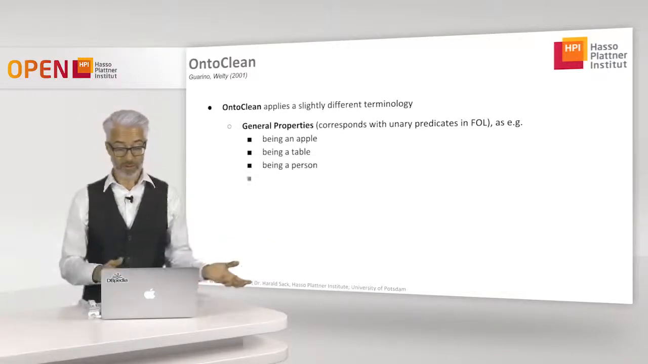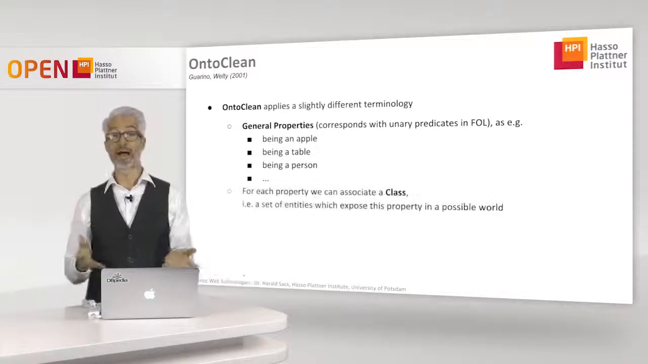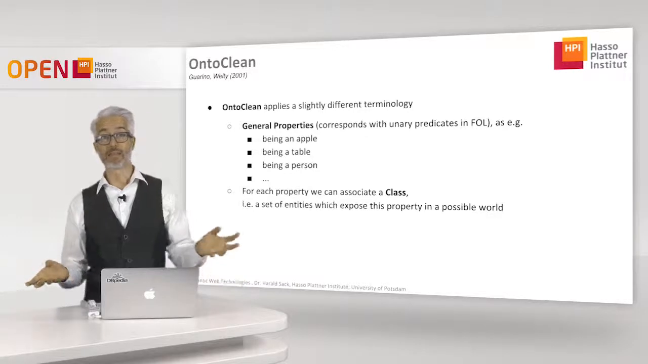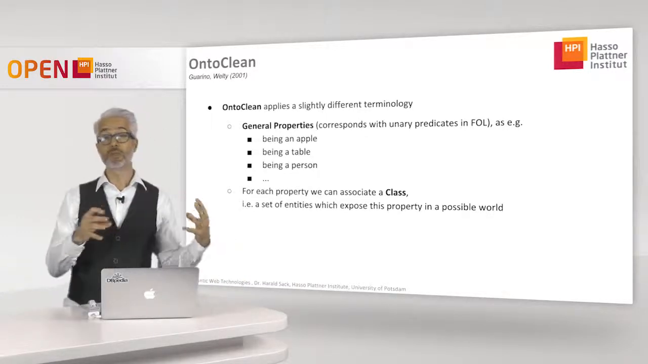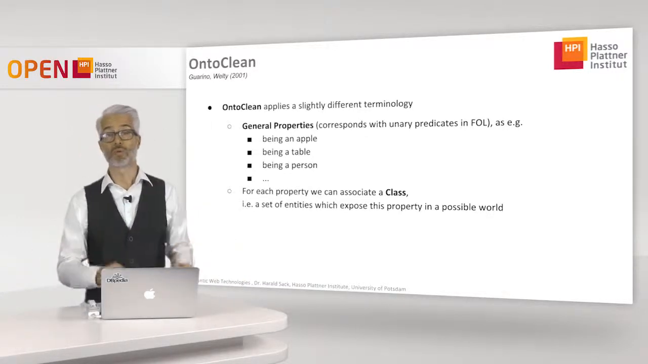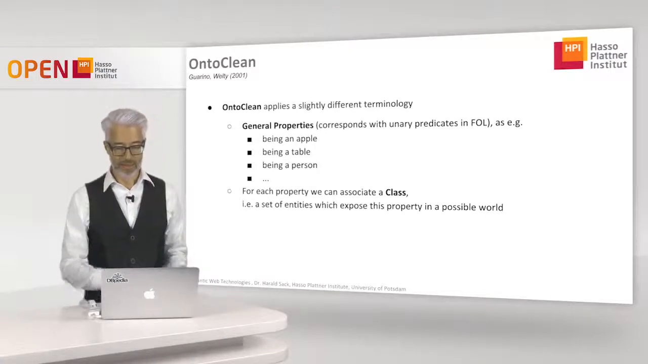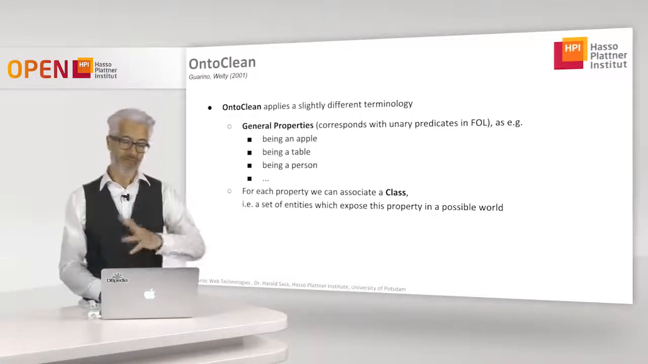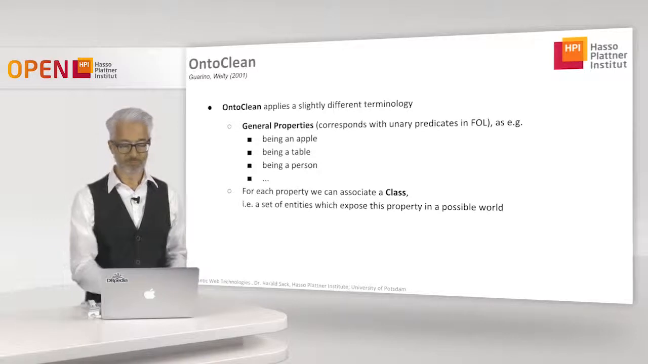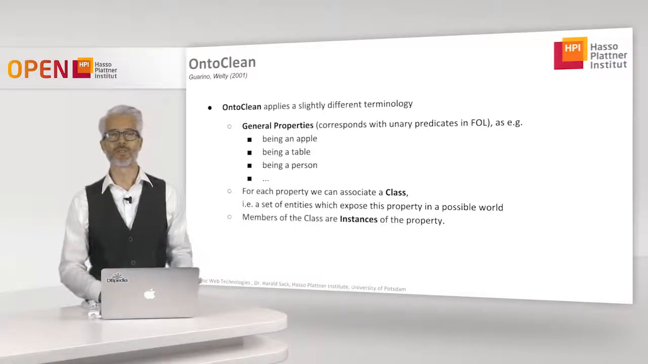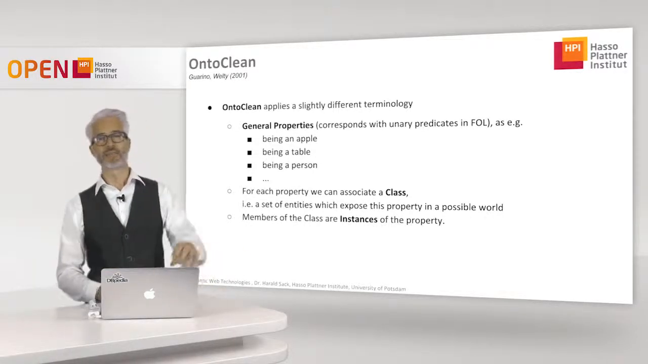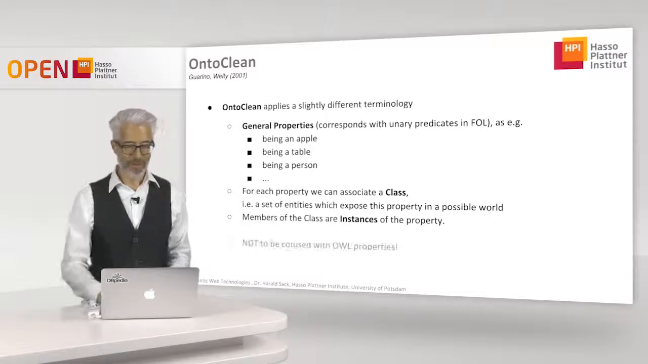And of course, usually they can be associated with classes. And classes are a set of entities which exhibit exactly this property in one of the possible worlds that they can be in. So we can consider general properties like classes, of course. And the members of the classes are then considered instances also of these properties.